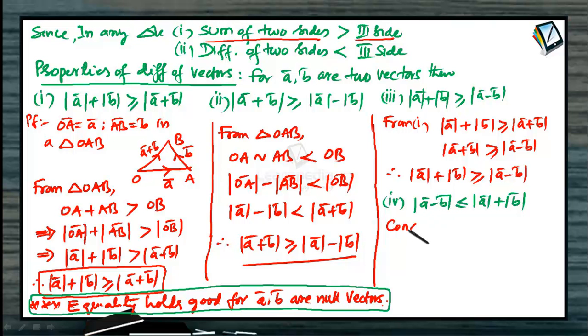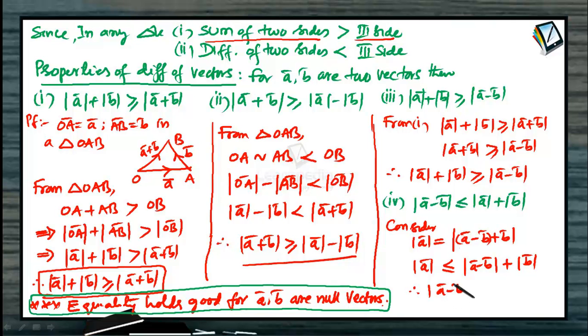To prove the last one, consider mod of A bar, which can be written as mod of (A bar minus B bar) plus B bar. This is less than or equal to, taking these two together, mod of A bar minus B bar plus mod of B bar. So here mod of A bar is this. Finally you can say mod of A bar minus B bar is more than or equal to mod of A bar minus mod of B bar. Here also equality holds good when A bar and B bar are null vectors.